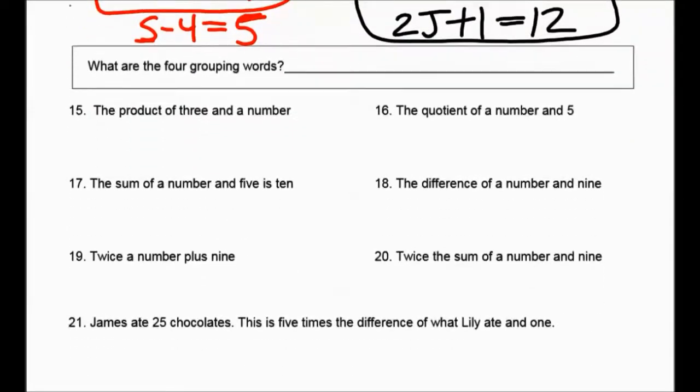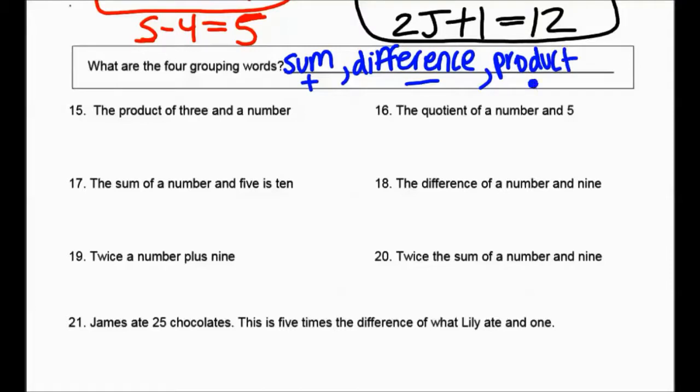All right, now we have our grouping words. These are the words that we boxed. We have the word sum, which means addition, difference, which meant subtraction, product, which meant to multiply, and quotient, which meant our division. These are our grouping words. These are the answers to that type of problem.